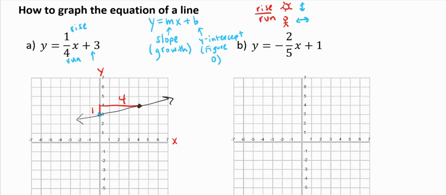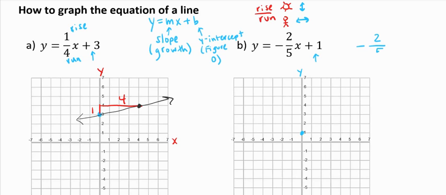Okay, so for B, we have 1 as our y-intercept. So again, this is the y-axis, and I'm looking at where the line crosses the y-axis. So I put my dot at 1. And then this time my slope is negative 2 over 5.